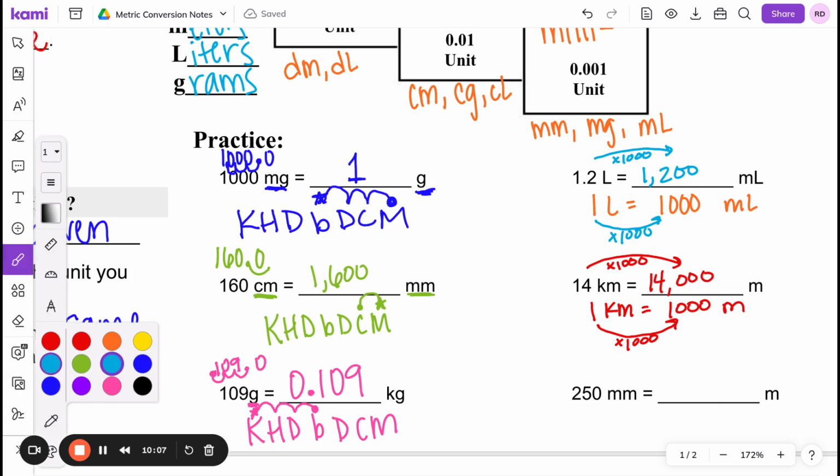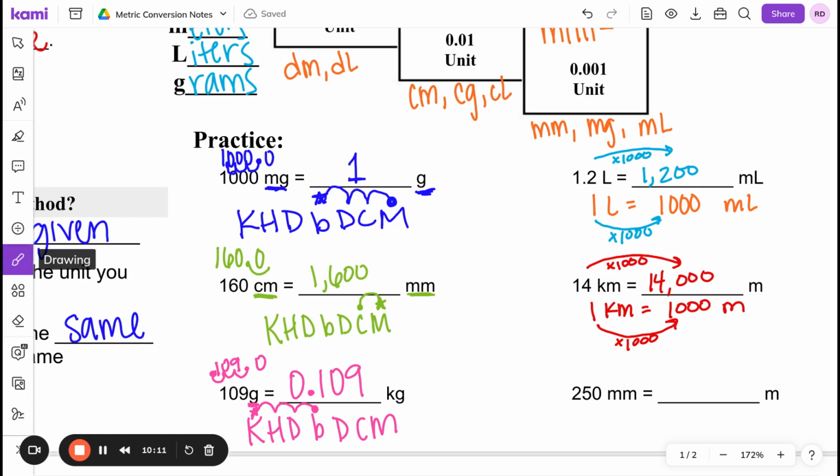And the last practice problem that we are converting is millimeters to meters. So your star chart says there are 1,000 millimeters in 1 meter. So this time we're going from a big number to a small number, so we have to divide by 1,000. And whatever I do to the bottom, I do to the top. So this gives you 0.250 thousandths of a meter.